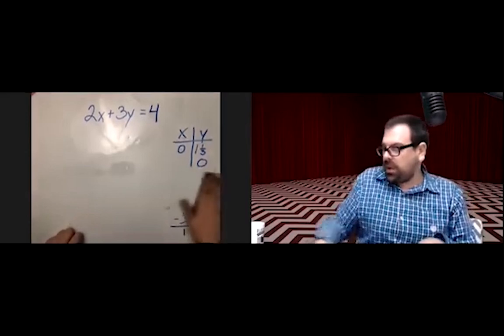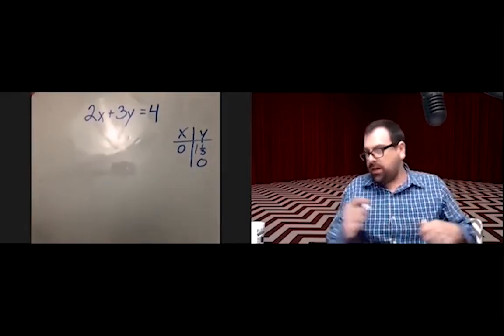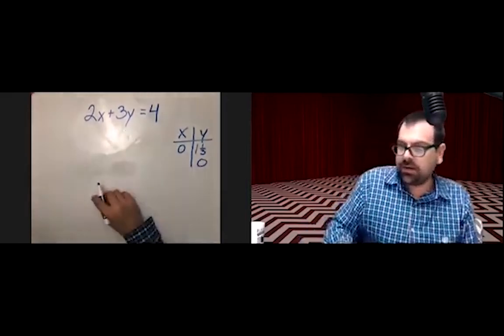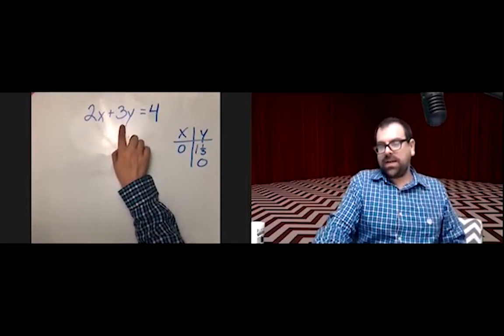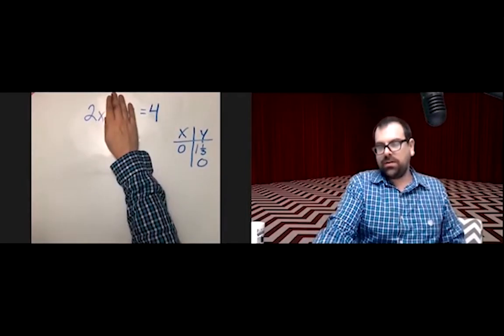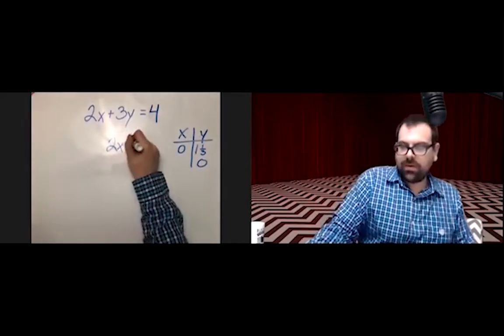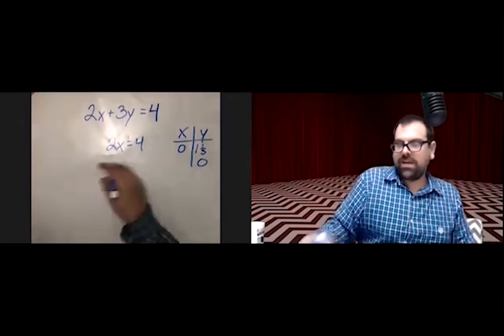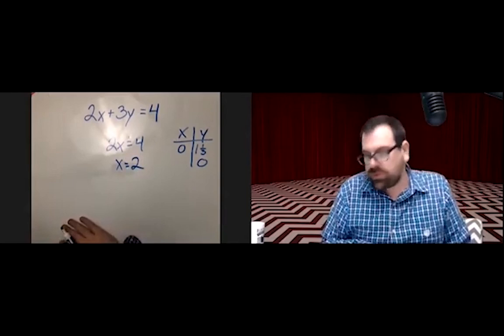Let's go ahead and plug 0 in for y. Plugging in 0 for y, plus 3 times 0 is plus 0. That goes away. 2x equals 4 is what we're left with. Divide both sides by 2. We get x equals 2.